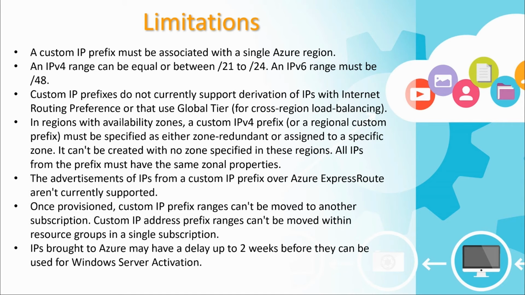All right. And lastly, when you do set this up, it can take up to 2 weeks before everything is fully activated. So IPs that are brought into Azure can have a 2-week delay before they can be used for any kind of server activation or any usage. So keep that in mind. It does take a while for the routing tables to replicate. It doesn't normally take that long. That's sort of like the maximum, though.